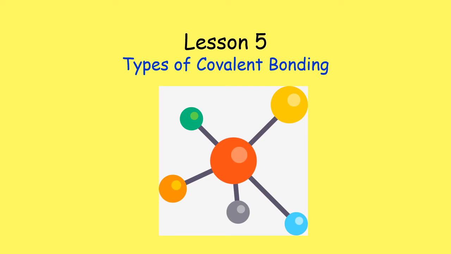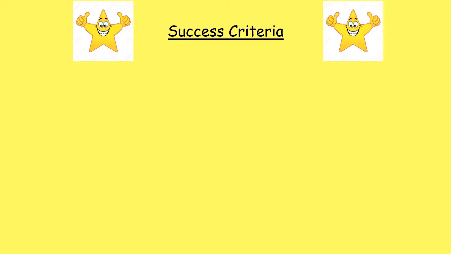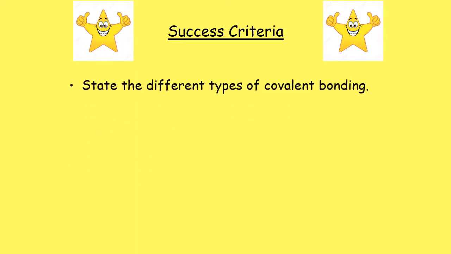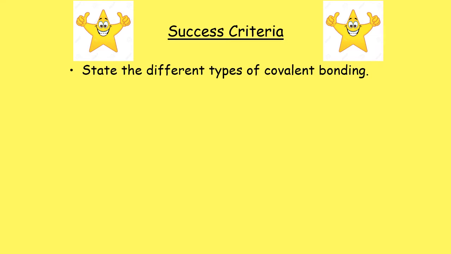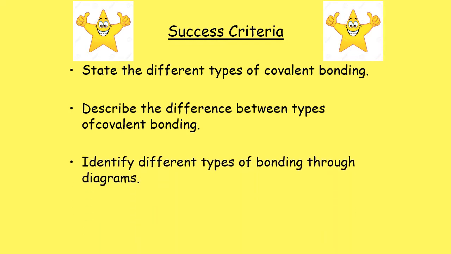So this is a National 4, National 5 chemistry lesson on the subject of bonding, and this lesson in particular is about two types of covalent bonding. Your aim is to identify and describe different types of covalent bonding, and the success criteria would be to state the different types of covalent bonding, describe the difference between types of covalent bonding, and identify different types of bonding through diagrams.